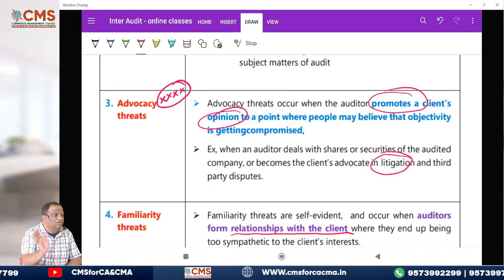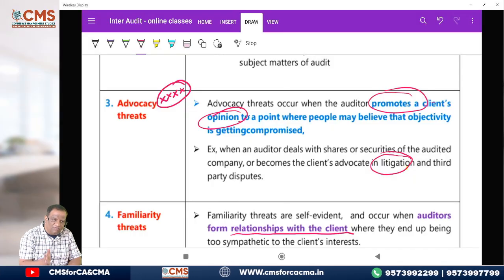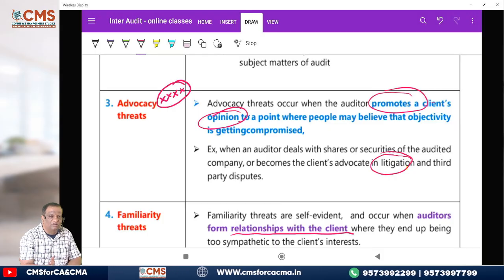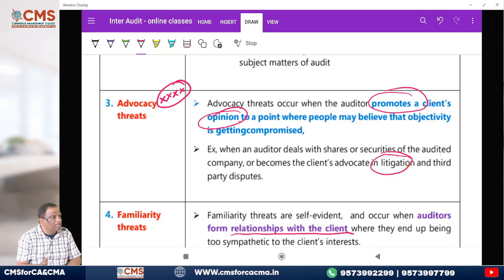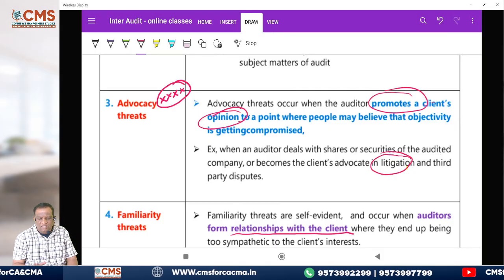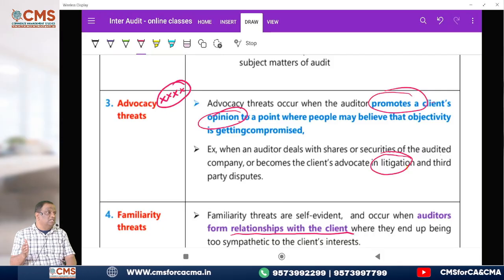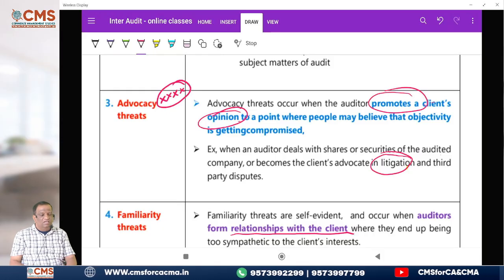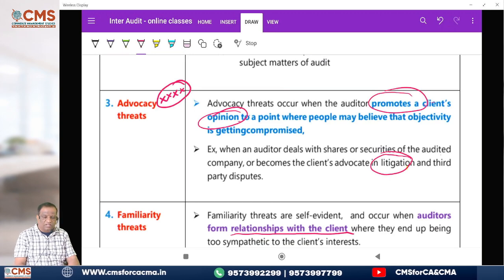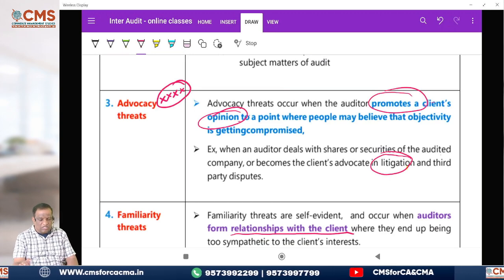Then he will open that audit report and show it to me. You yourself are unhappy. You yourself had issued an adverse report. Then why are you? That's why in the advocacy threat, if you have promoted any point to such an extent whereby you cannot come back, then that is not warranted. That is what advocacy threats are.